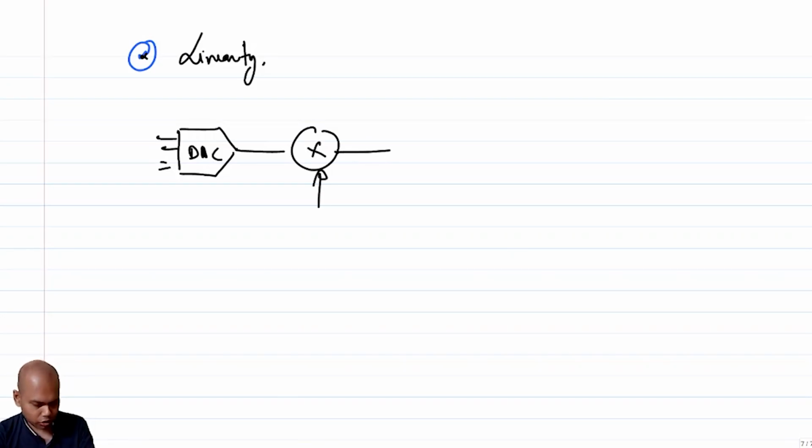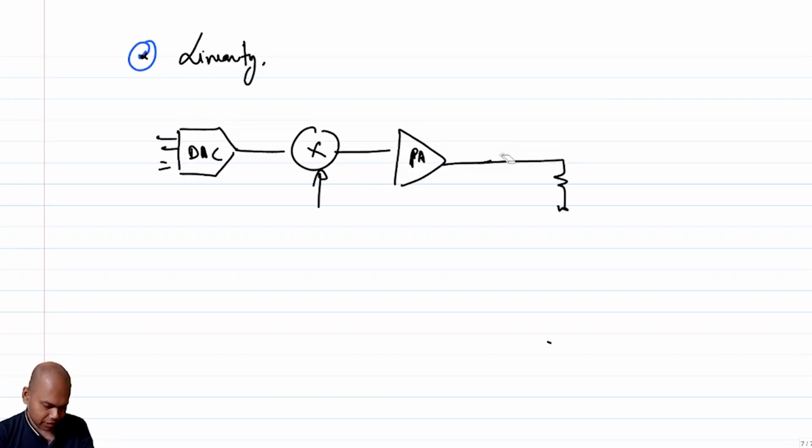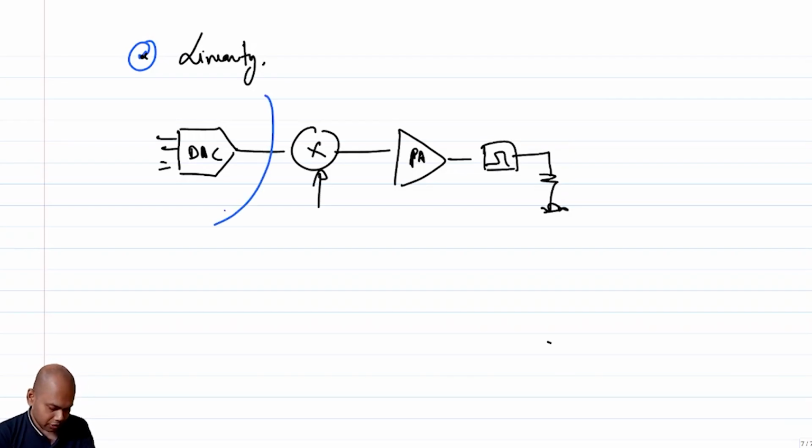IQ and all I am not showing you. We know that this is what it is. Then maybe you have a preamplifier, and then you have a PA, right? This is your load, and maybe you have a matching network. I'm calling it a filter, and you have a load, right? The thing that we should note is that this part of the circuitry is working at low frequency FBB, right?